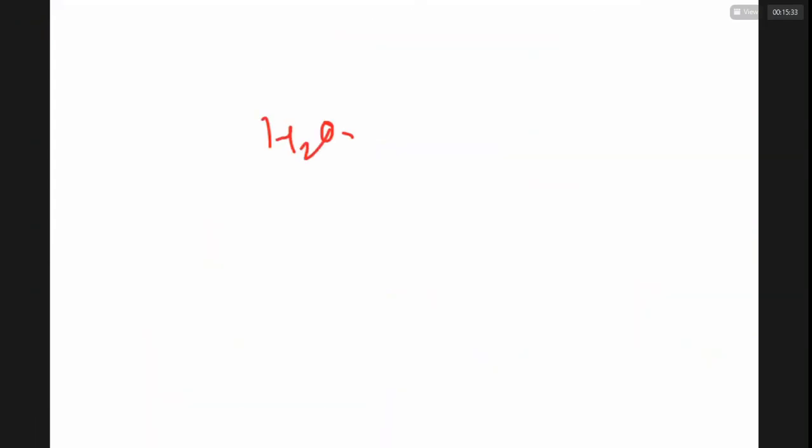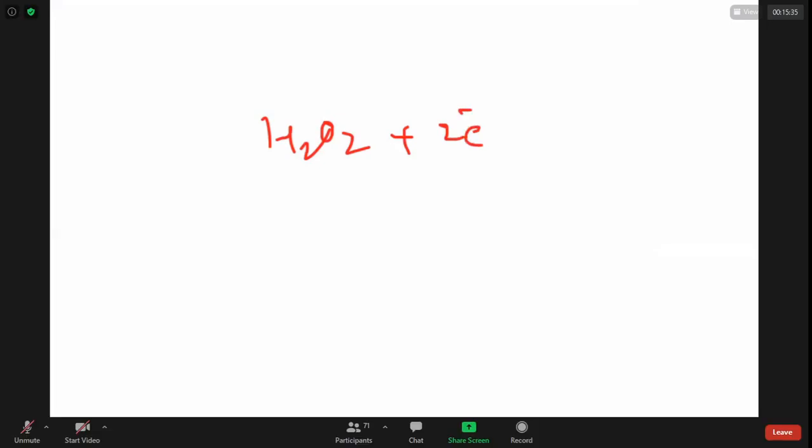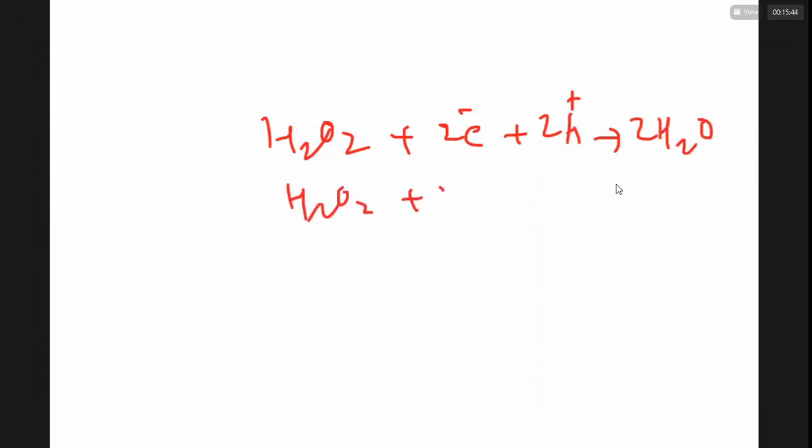Sir, H2O2 can act as an oxidizing agent. An oxidizing agent is one who takes electrons. It can take electrons in acidic medium to become 2H2O. It can take electrons in basic medium to become 2OH minus. It can take electrons even if there is no medium at all. Therefore, H2O2 is a good oxidizing agent. Okay, you understand?